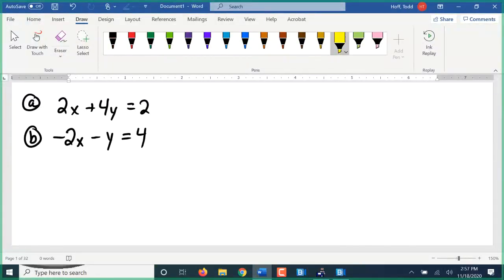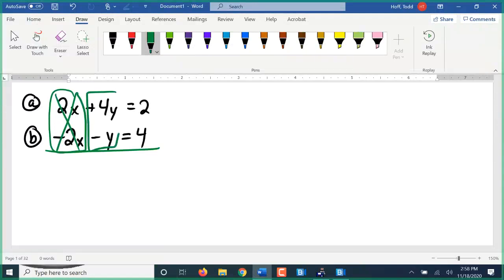Now again, if we're going to do that addition or elimination method, the first step is to make sure things are lined up. We have x's, we have y's, we have the equal signs, we have the constants. This is lined up, it's going to work. So let's add the columns and see if anything disappears. And it does right away here. We have 2x and negative 2x. That adds up to 0x, or cancels out.